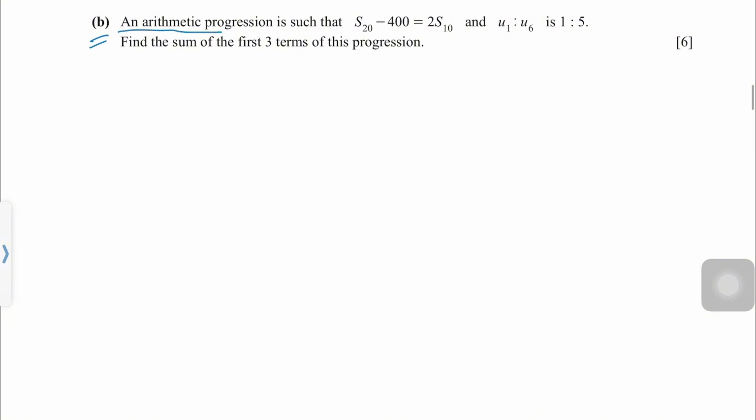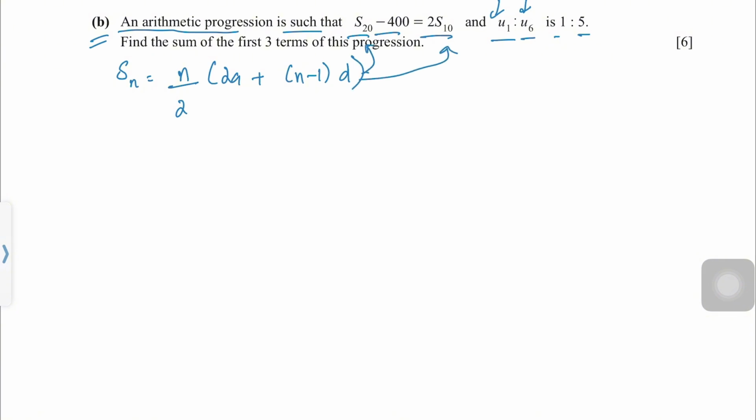Now the B part is given: an arithmetic progression is such that S20 minus 400 is equal to 2S10, and U1 to U6 is 1:5. U1 and U6 is basically T1 and T6, sorry. So let's solve this. Let's apply the S20 formula. Sum of an arithmetic progression is given as n upon 2, 2a plus n minus 1 d. So we'll be applying this formula here and here as well.